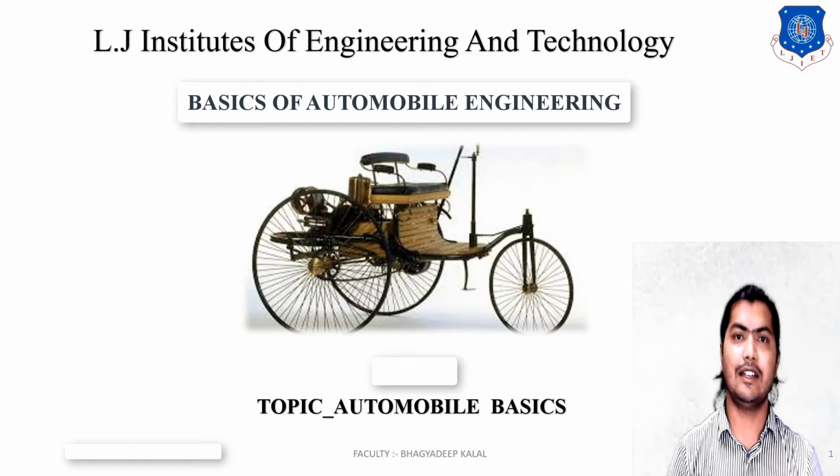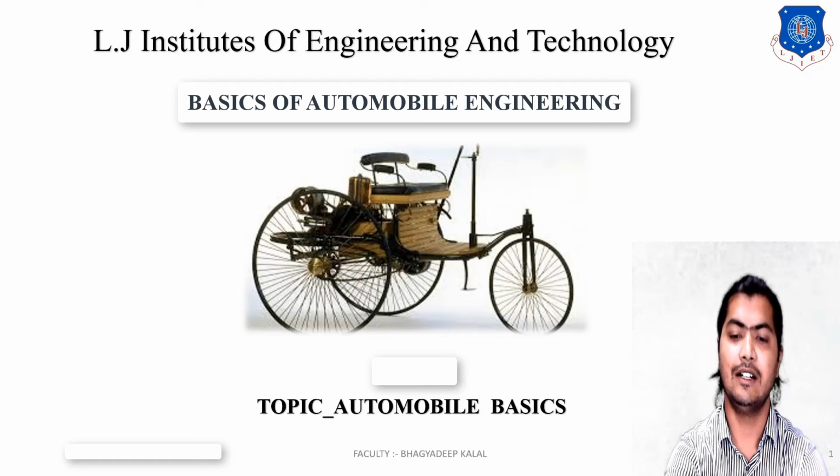Today this is our lecture number 2, unit number 1, and topic number 2, that is the layout of automobile system. In the previous lecture we discussed the types of layout: front wheel drive layout, rear wheel drive layout and four wheel drive layout. Now in this lecture we will discuss in detail the meaning of front wheel drive, rear wheel drive and four wheel drive. Let's start.